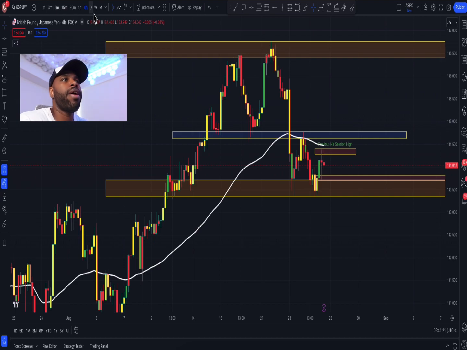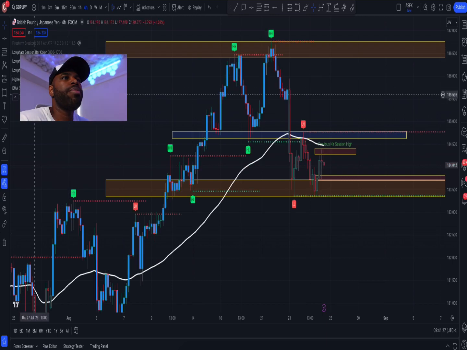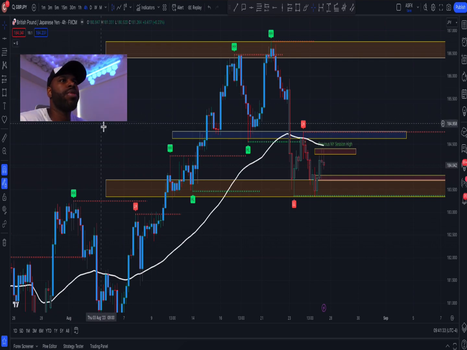That's what I want to find out. Okay, so what I will do is I also put on this tool here to help me out a little bit, but you don't need it. But there's a tool inside of TradingView called higher high and lower low strategy.